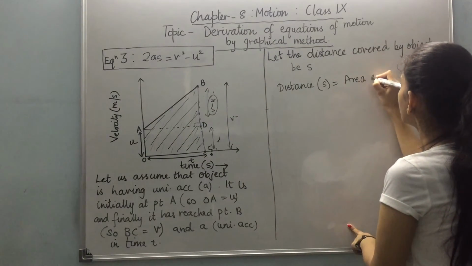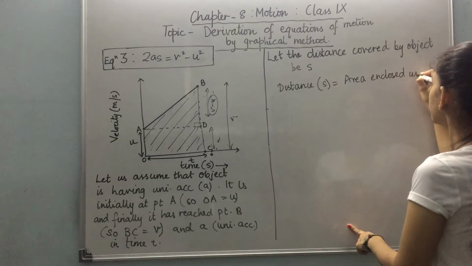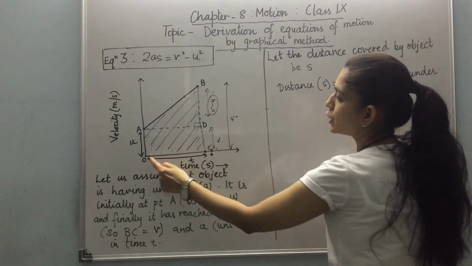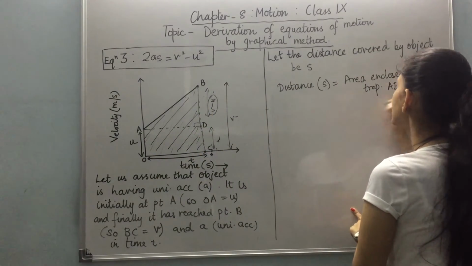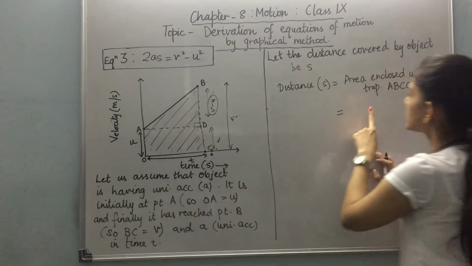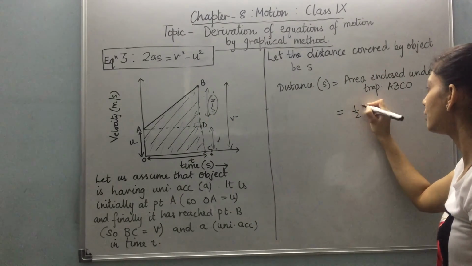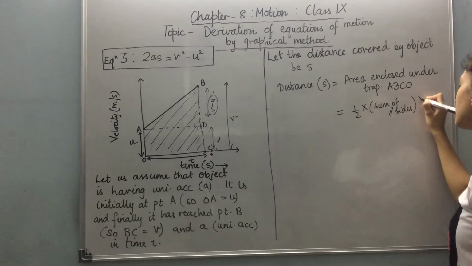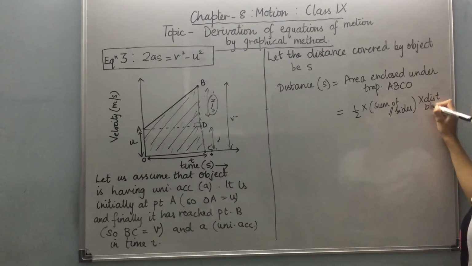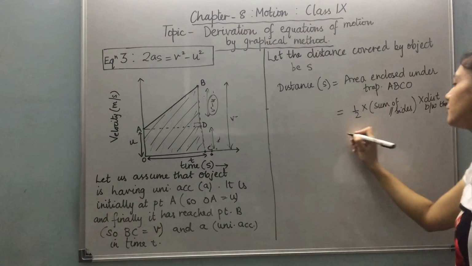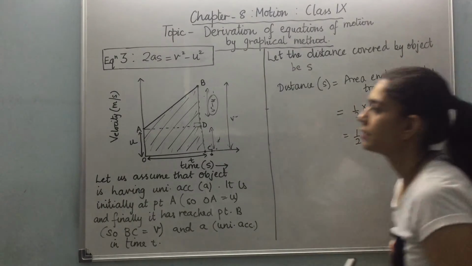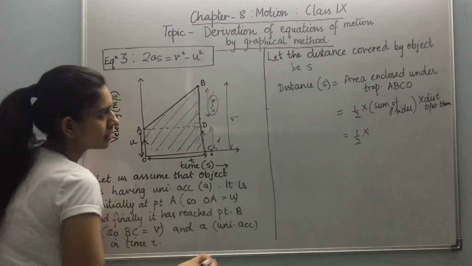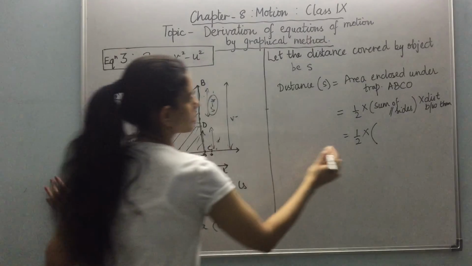So the area enclosed under trapezium ABCO. This time we will not divide it into two parts and we will simply apply the area of a trapezium, which is half into the sum of parallel sides into the distance between them, or you can say height. So if we look at this trapezium, there are two parallel sides. OA is parallel to this side BC. So we are going to sum it, OA plus BC.